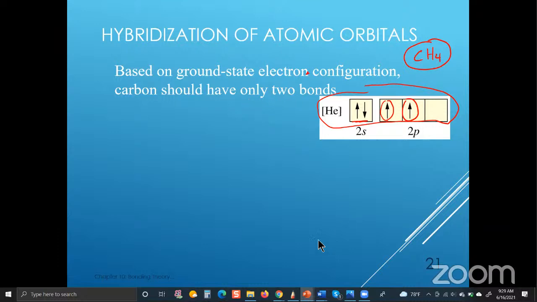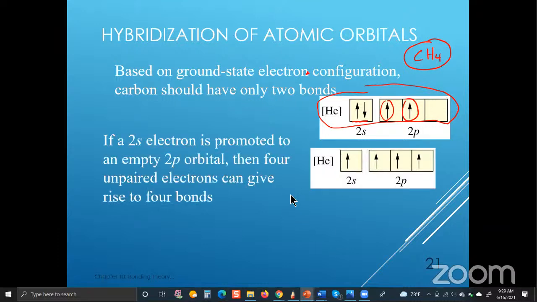Well, according to Linus Pauling, this happens because before the bonding takes place, one of the 2s electrons will be promoted to the vacant 2p orbital, right? So this electron here will be promoted by the acquisition of energy from the environment. So you're going to end up with 4 unpaired electrons in the valence shell. And that helps in terms of making a step towards explaining this. But there's another problem with this as it is.